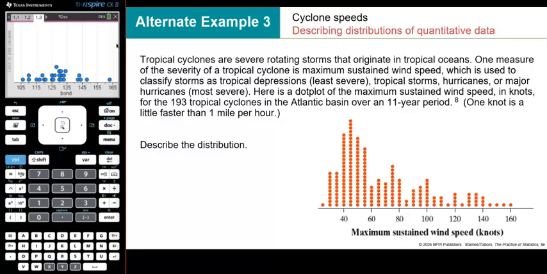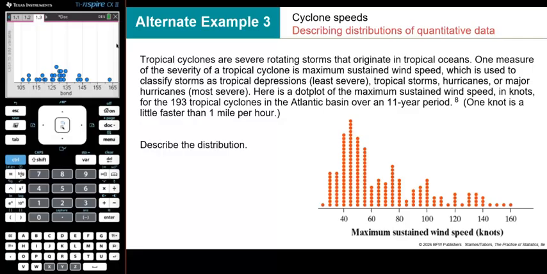I like the dot plot. Describe the distribution. So again, what do we want to hit? Shape. Clearly, that shape is not approximately symmetric. It looks like it skews to the right. Potential outliers at 160, but we don't really know that. But that's okay to say for something unusual. But there's a potential outlier at 160 knots.